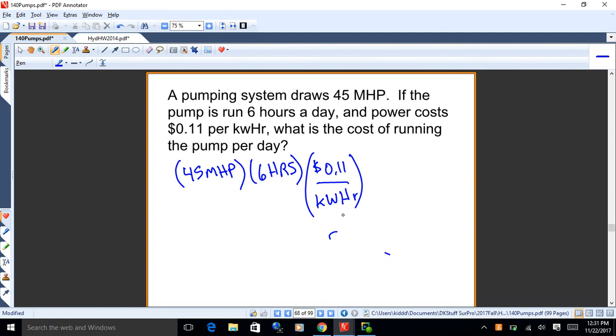And so we've got hours to cancel, but we still have motor horsepower we need to convert to kilowatts. So it's 0.746 kilowatts per horsepower. So if we take 45 times 6 times 0.746 to convert that into kilowatt hours, and then we know that power costs 11 cents a kilowatt hour, we can multiply all that out and figure out what this would cost.